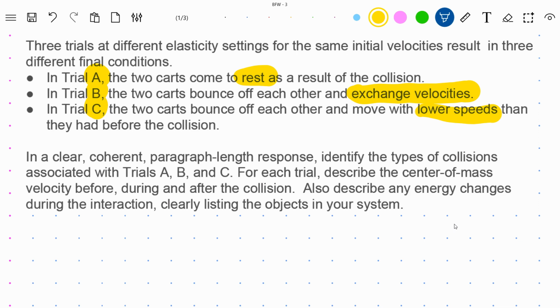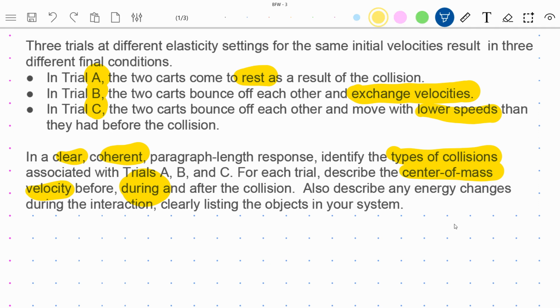Our job is to write again a clear, coherent, paragraph-length response to identify the types of collisions in each of the 3 trials, and also for each trial we're to describe the center of mass velocity before, during, and after the collisions. And by the way, this callout for during the collision is kind of similar to one of the earlier solutions that I made for a different question, in which we're really not able to simplify the collision to assuming that it took 0 time, which we sometimes like to do for simplicity, but I don't think we're going to be able to get away with that here. We're going to have to consider the collision itself as having a small but non-ignorable amount of time to occur.